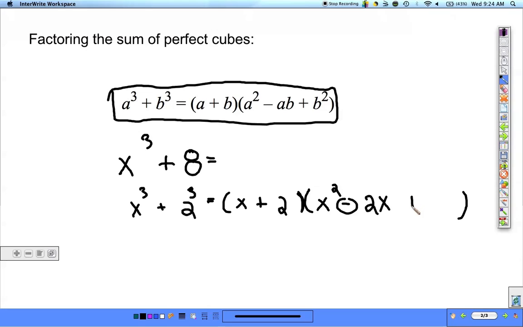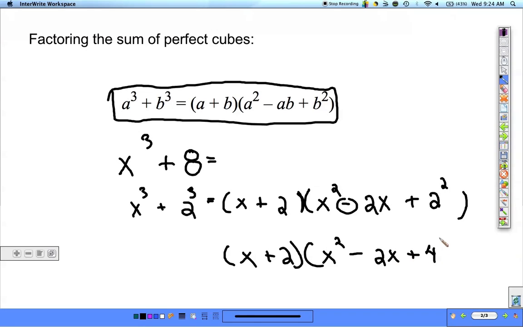And then of course the last sign was plus, and that was whatever my b was, so 2 to the second power. And then I want to write that again so everything that can be simplified is simplified. So I have x plus 2 times the quantity x squared minus 2x plus 2 squared is 4. And that is factored.